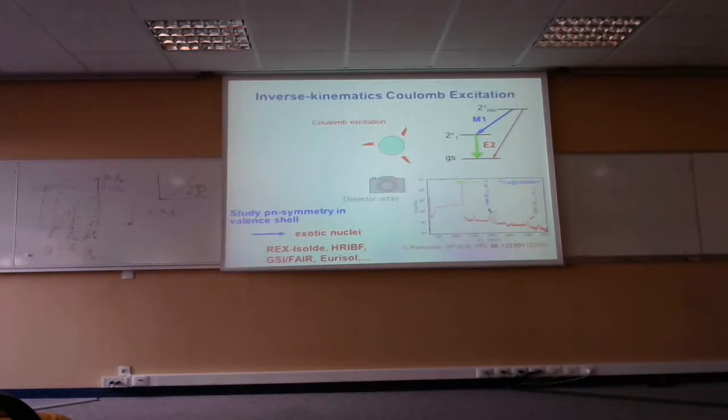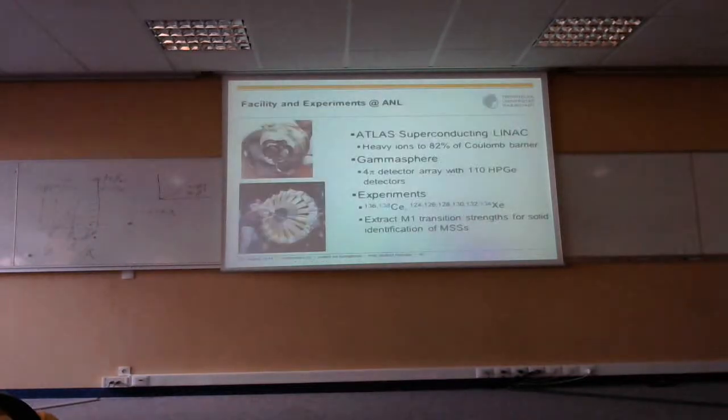And this is now also applicable to exotic nuclei, because exotic nuclei, in radioactive beams, you can use them in order to do this projectile Coulomb excitation, but you cannot make a target out of it. So you can do these at this radioactive beam facility. That was done at Argonne with the ATLAS superconducting LINAC, so heavy ions with up to 80% of the Coulomb barrier using the Gammasphere detector array, 100 germanium detectors shielded from Compton scattering events with anti-Compton shields.